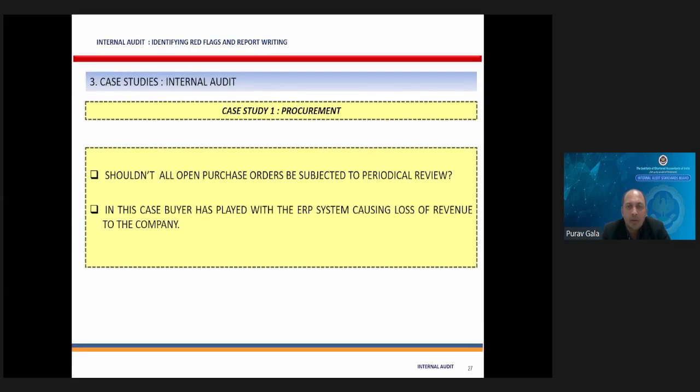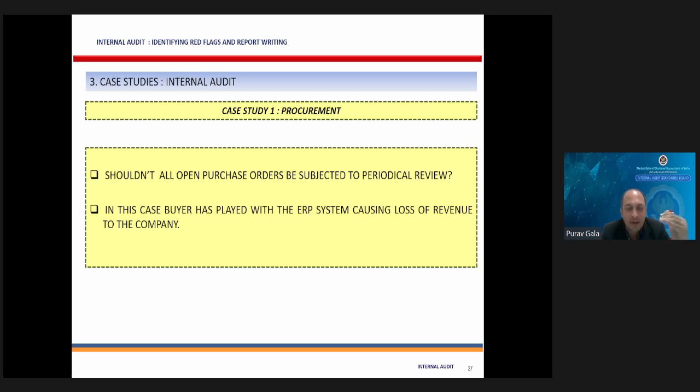First of all, open purchase orders should be subjected to periodical review. Purchase orders should not be kept open. There is a concept of FIFO. The supplier is the same. If I have raised a purchase order against the same supplier and then again I repeat the same PO, whatever material comes in has to be knocked off on a FIFO basis. If not, then the existing purchase order must be cancelled.